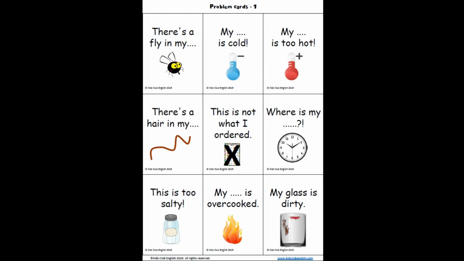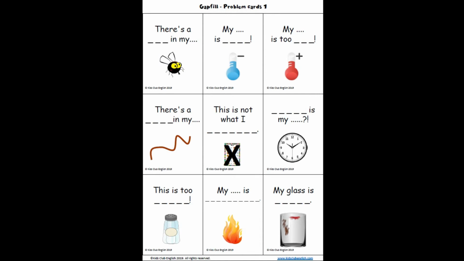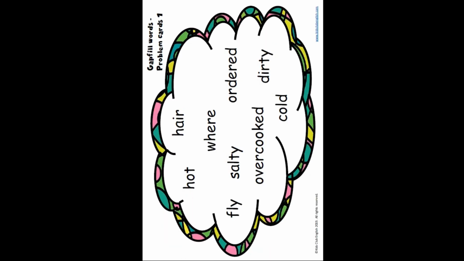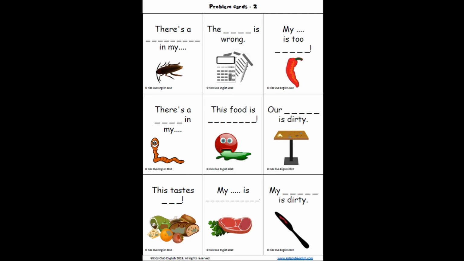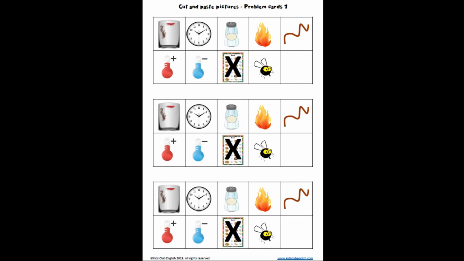Okay, so you've got these ones, problem cards 1, problem cards 2, and then you have these ones that they have a gap fill. So you can have these prompts up on the board if they need the support for spelling or they can't remember what the word was. And again with the problem cards 2. And these ones involve them reading, so they've got the full text, but then they have to match with the correct picture. Okay, so some different ways you can practice with those.